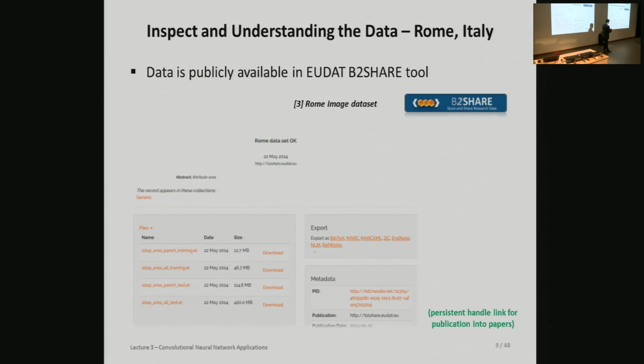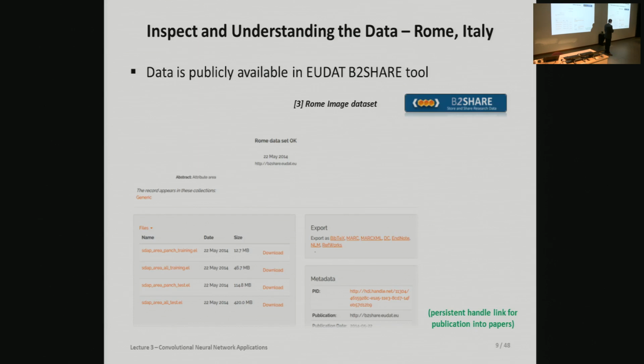So this is the B2Share tool where we put all our data. The convolutional data is not yet there, it's very fresh data that we get, and this will come very soon as well. You can use persistent handles here for publication links into papers. One of our journals, for instance, recently had lots of handles like that. So it's also something you face as a machine learner: how is your data preserved, and how can you show that you actually ran the model? So, reproducibility of your results.